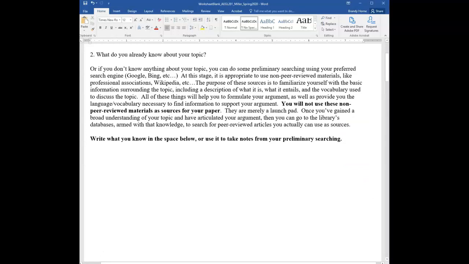Another approach to brainstorming is a free write. And that's basically just writing down anything you can think of relating to your topic. What do you know about your topic, or what you think you know, what you associate with it, or even what do you not know, right? Are there questions that you have? Are there things that you're curious about?